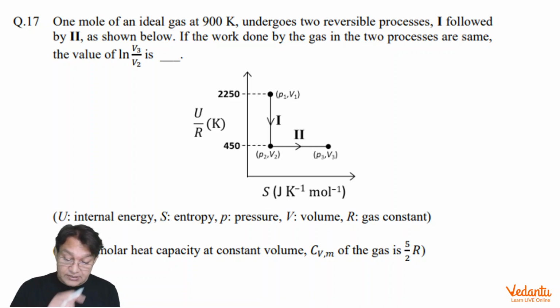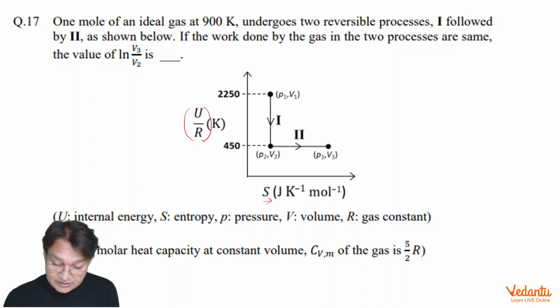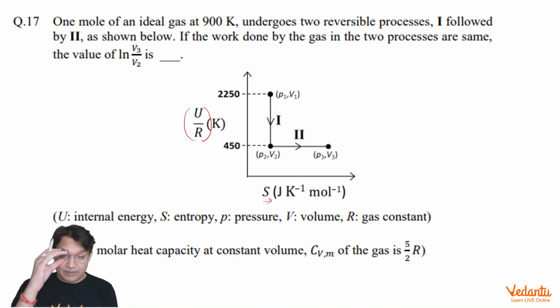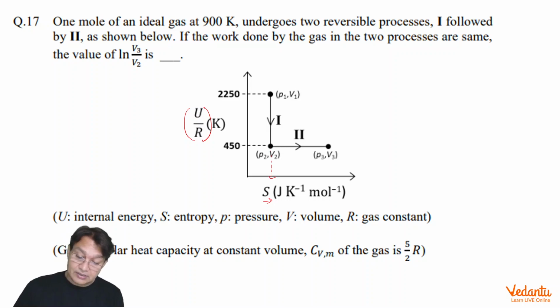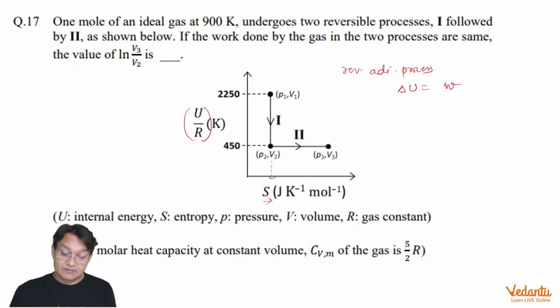Work done in both the processes is the same, but the strange thing is that U by R is given on the y-axis and S is given on the x-axis. At a moment it seems to be a difficult question. But when you see it in applied thermodynamics, since it is a straight line, that means entropy in the first process is constant. That gives us a clue that it must be a reversible adiabatic process, for which delta U is equal to W because Q is always equal to 0.